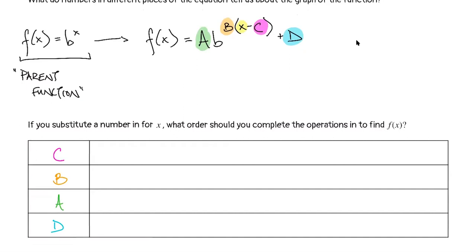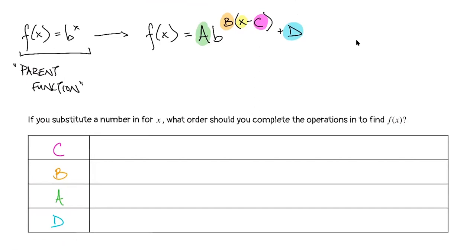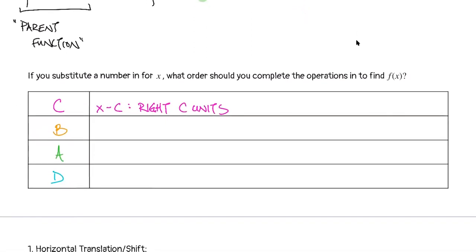Okay, so the first thing we're going to do when we look at a complicated looking equation like this is we're going to say, hey, what's that number C? All right, and in the equation, if you have X minus C in the parentheses, what that means is you are going to move the graph to the right C units. Okay. Now, if you happen to see in the equation X plus C, that means that we're going to be moving things to the left C units. Okay.